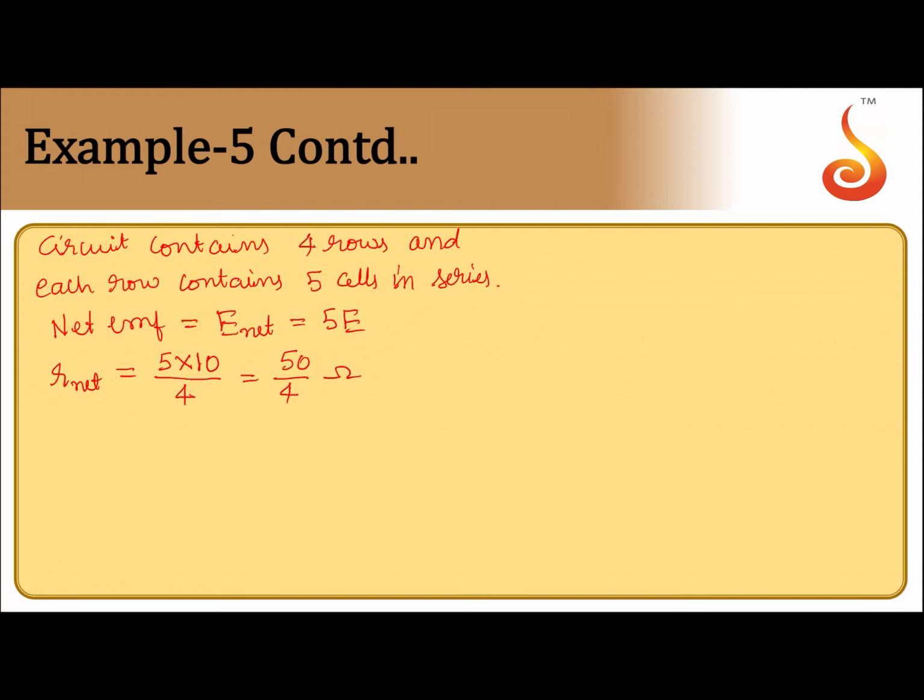So now we know that current drawn from the battery is E net divided by R plus R net. So I is equal to, E net is 5E, R is given, it is 25, R net is 50 by 4, and this current is given, how much it is, 0.2 ampere.